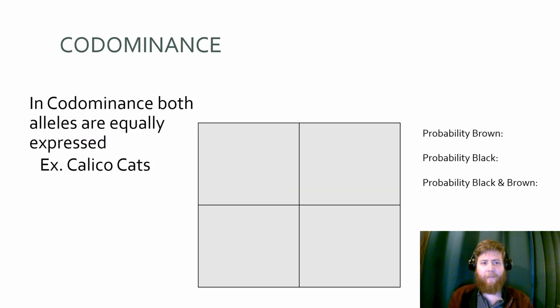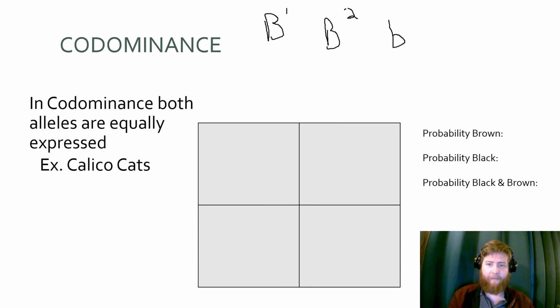All right, so in codominance, both alleles are equally expressed. So if you have an allele, there's more than one dominant, and they'll both be expressed. An example in the animal world is calico cats. So these get a little weird. We start to give them some different names. So let's say for our brown one, it's going to be B1. Our black one will be B2. And then if they're going to be a white cat, they'll be just little b. So let's take a heterozygous brown and a heterozygous black and cross them together.